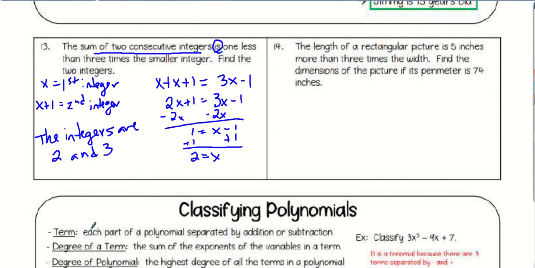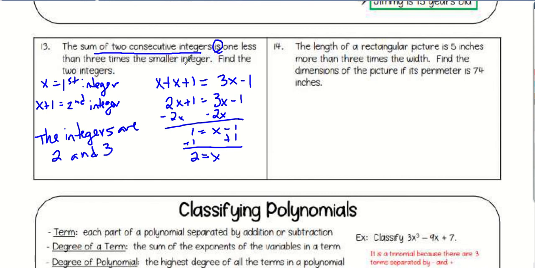And you should have ended up with the integers being 2 and 3. So once again, our key is x for the first integer, and x plus 1 is the next consecutive integer. So add 1 to get to the next number. So the sum of 2 consecutive integers, that's x plus 1, is, there's our equals, and 1 less than means that the -1 goes at the end. So 3 times the smaller is 3x, and then -1. So combine like terms, move over the 2x, add the 1 to get x equals 2. And if x is 2, then x plus 1 is 3. And it makes sense because 2 consecutive integers, when we add them, 2 plus 3 is 5.